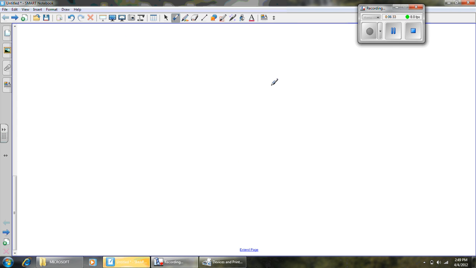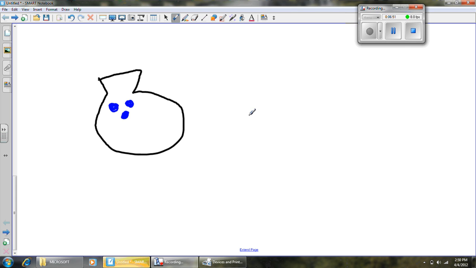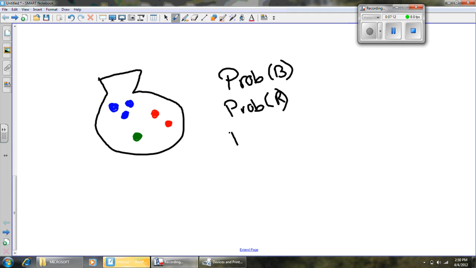And let's consider, this time we have a bag of jelly beans. All right. And in this bag of jelly beans, I have 3 blue jelly beans. I have 2 red jelly beans. And I have 1 green jelly bean. And this time we're going to find the probability, first of all, of getting a blue. We're going to find the probability of getting a red. And then we'll find the probability of getting a green. And then we'll do something kind of cool with this.